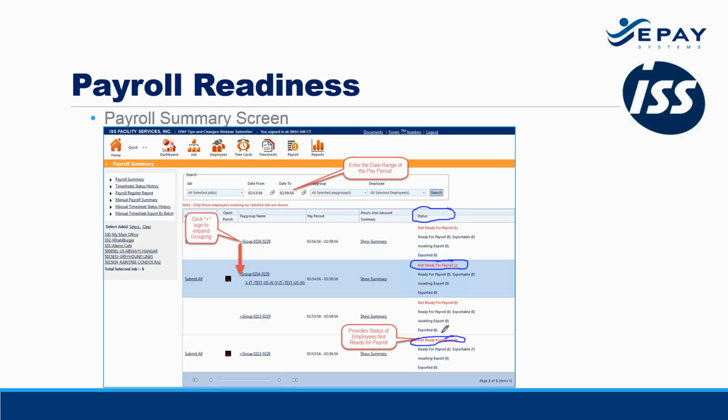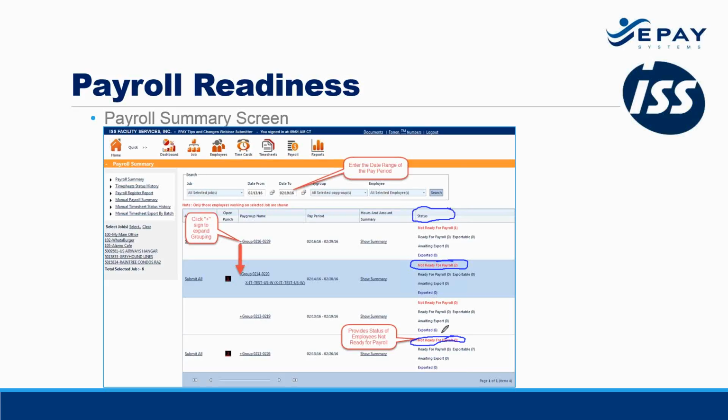So even though everyone else has been approved, even though everyone has been submitted in here, for some reason those 3 employees are not ready for payroll. Typically it's because they haven't been submitted, or typically it's because they haven't been approved, or because they have open punches still.